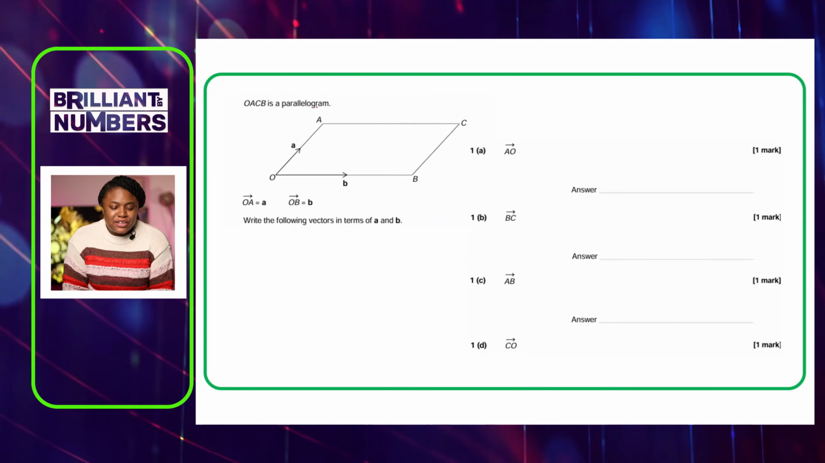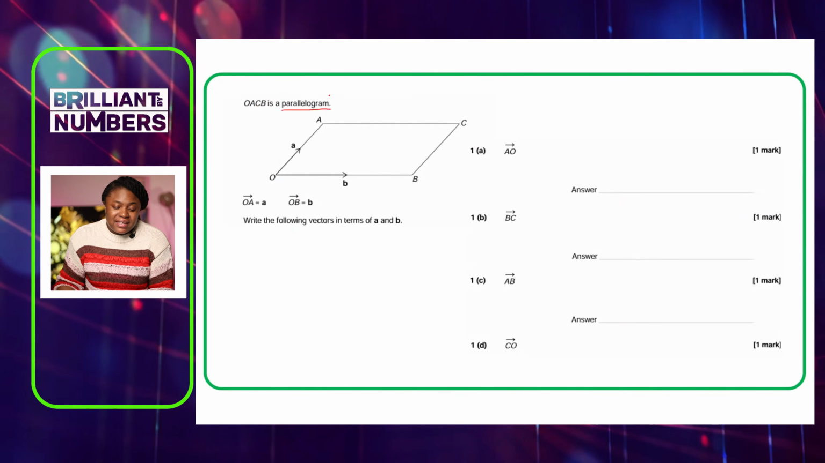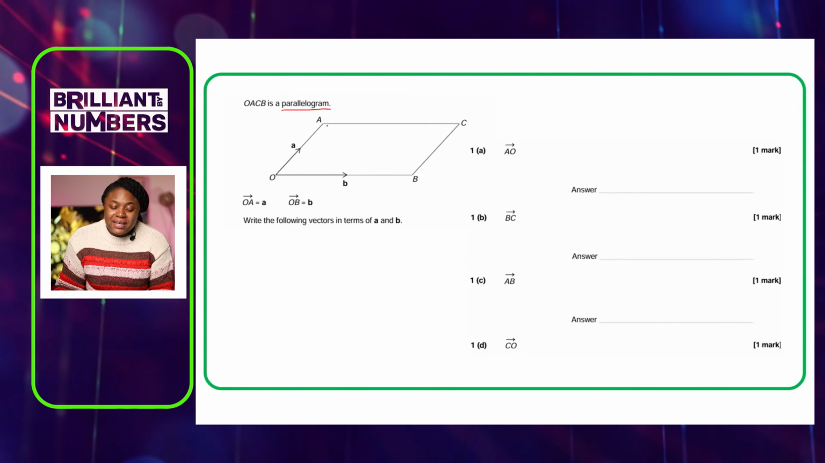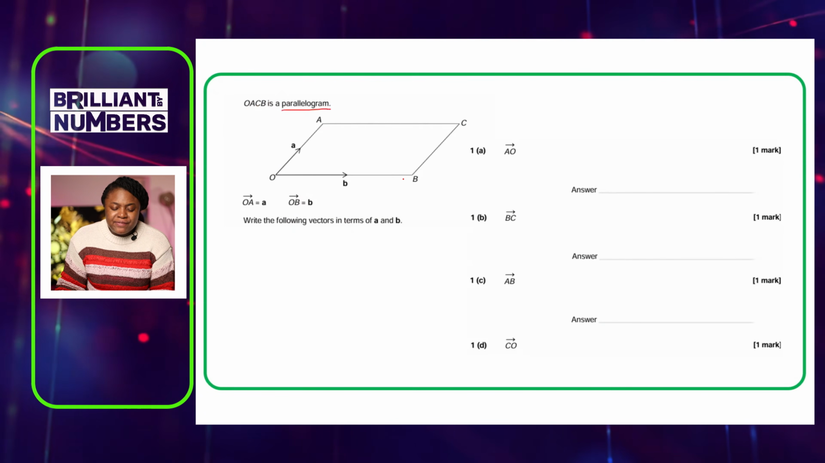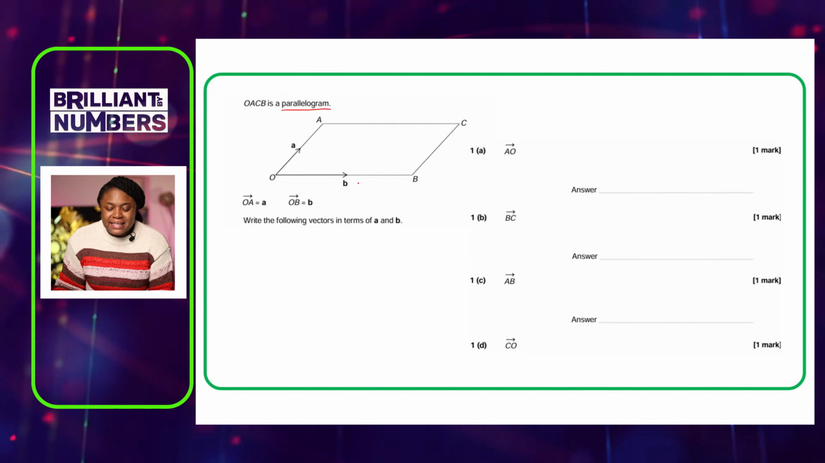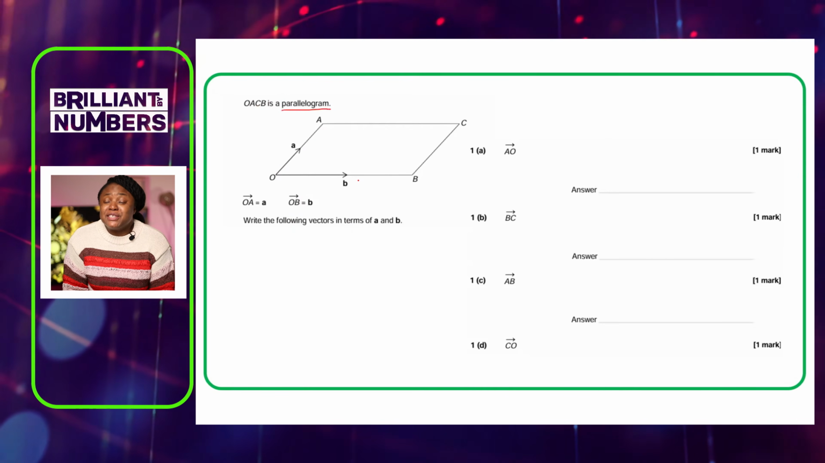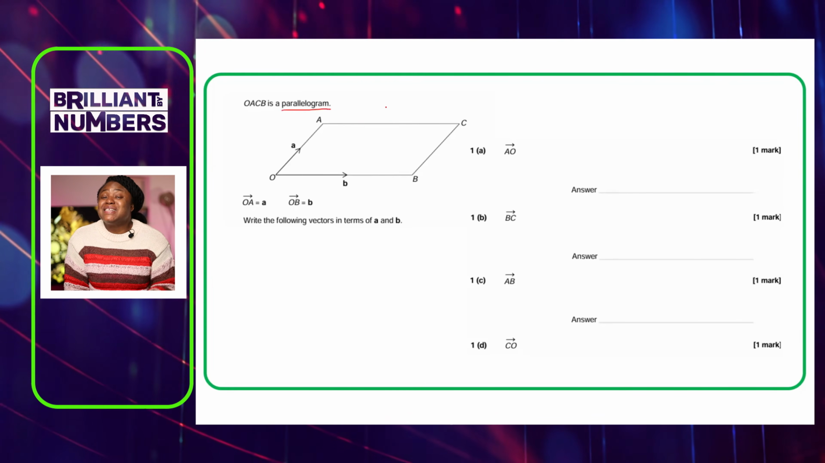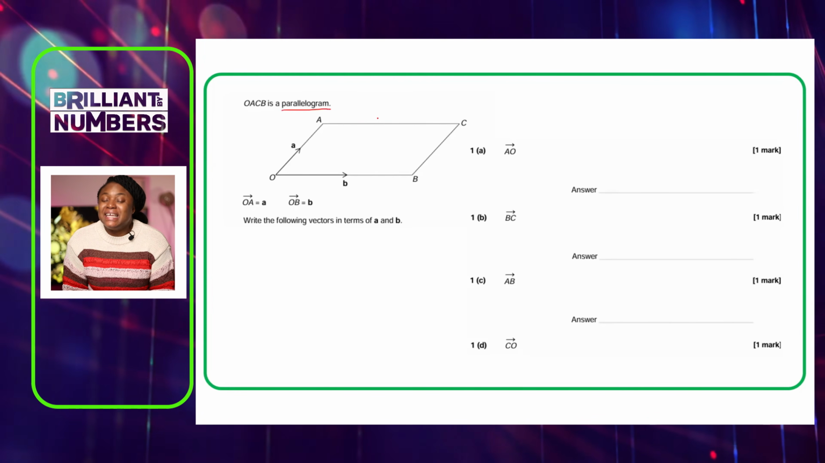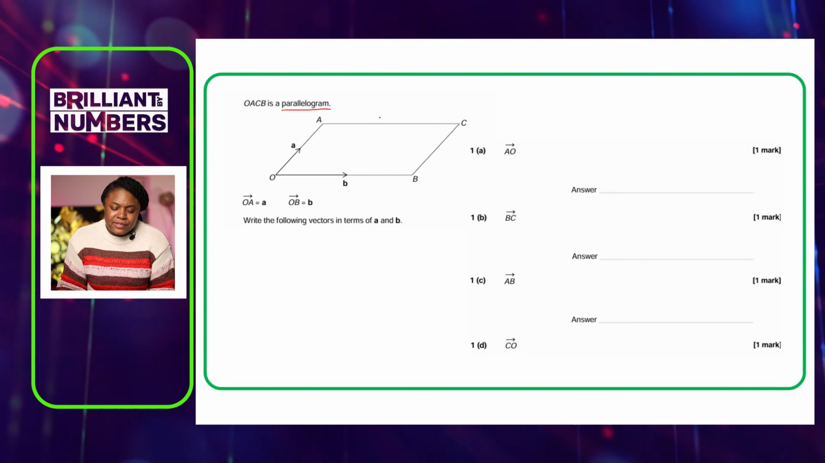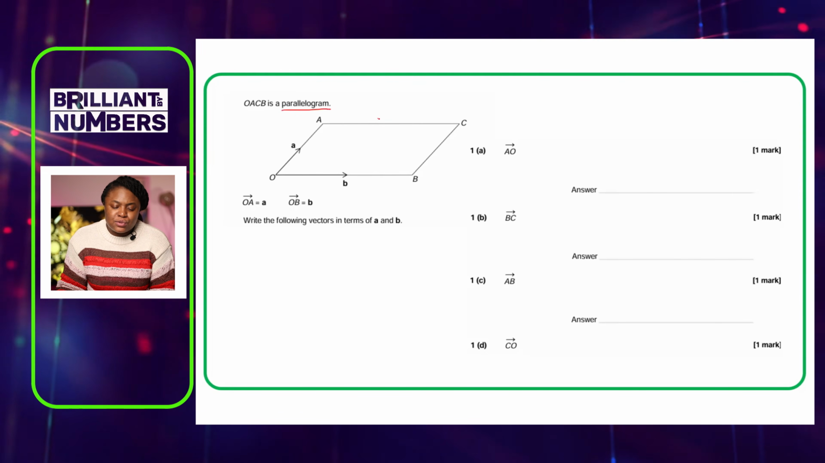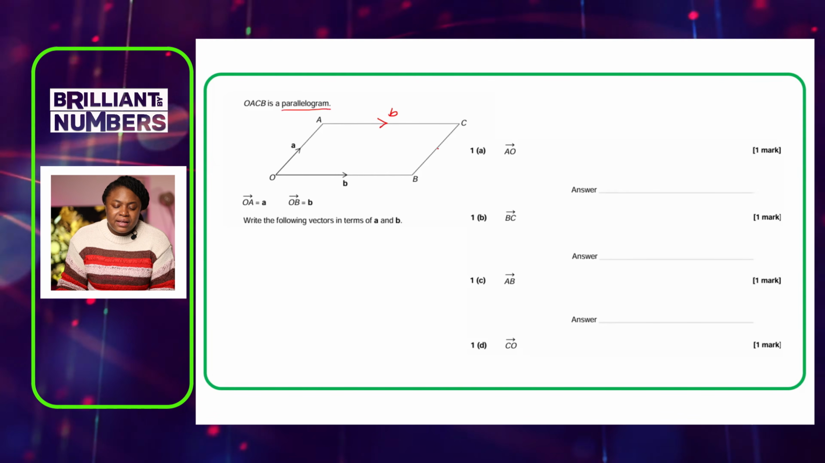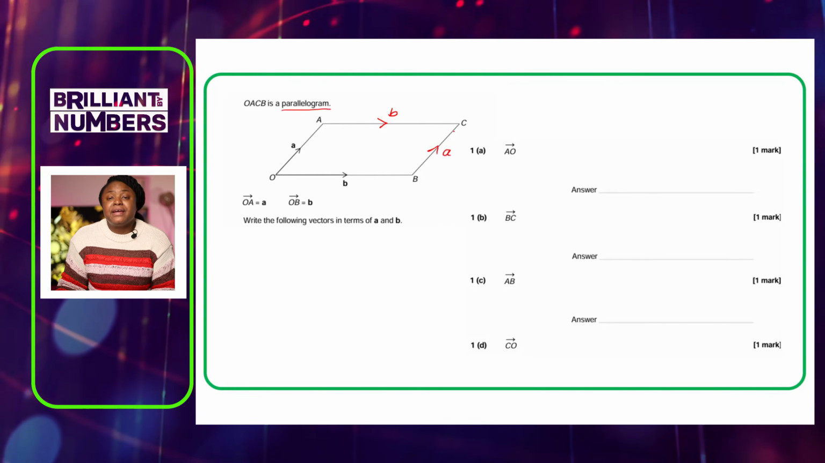Absolutely brilliant. So in this question, we're told that OACB is a parallelogram. OA is equal to A, and OB is equal to B. Write the following vectors in terms of A and B. Very important information here is that we've got a parallelogram. So the first thing that we're supposed to be thinking here is that the opposite sides will also be equal. So let's just put that on our diagram first of all. If this side is B, the other side is also B. And if this side is A, the other side is also A, very importantly.